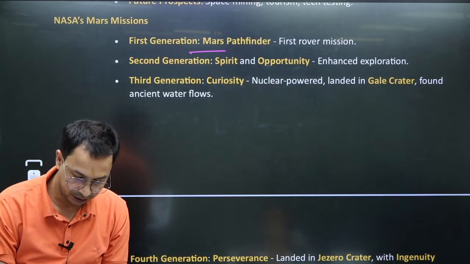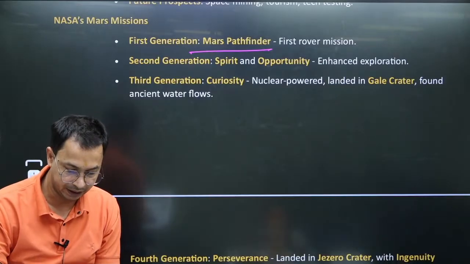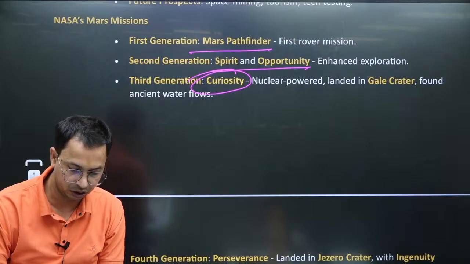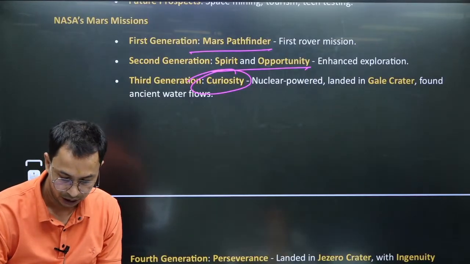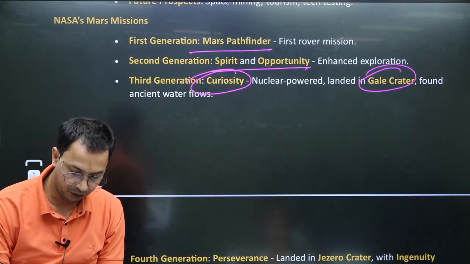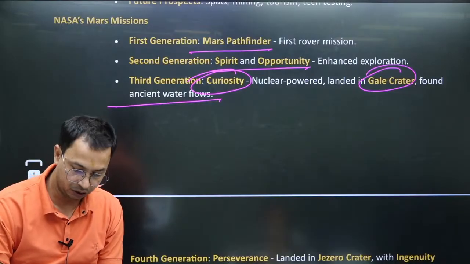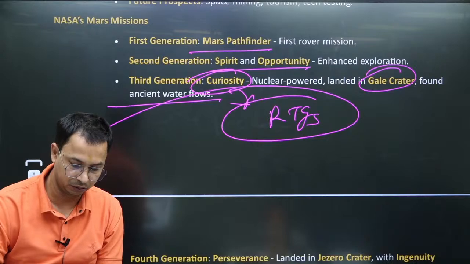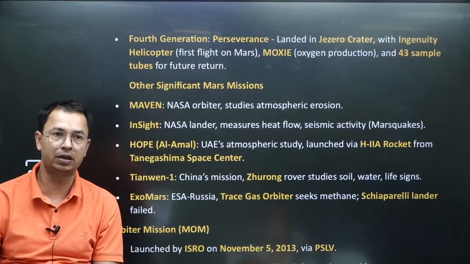First generation mission, it was NASA's Pathfinder. Then second generation, Spirit and Opportunity. Then the third generation, Curiosity rover. Curiosity rover landed in the Gale crater and it found the ancient water flows. And Curiosity uses the RTG technology, radioisotope thermoelectric generator. That is why it is still working.